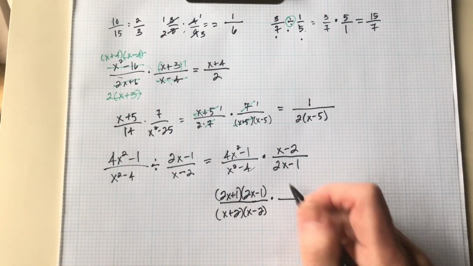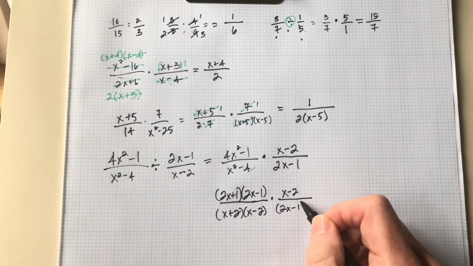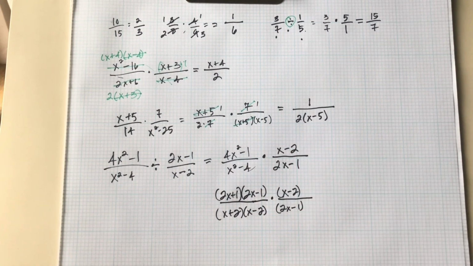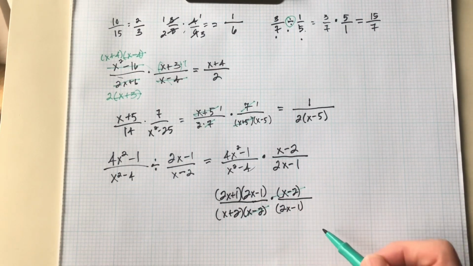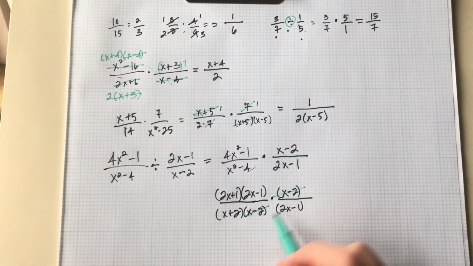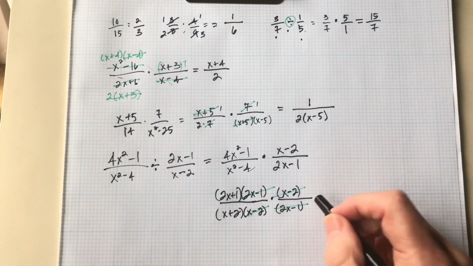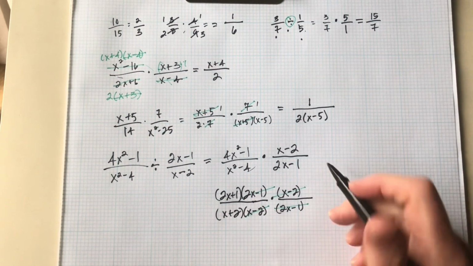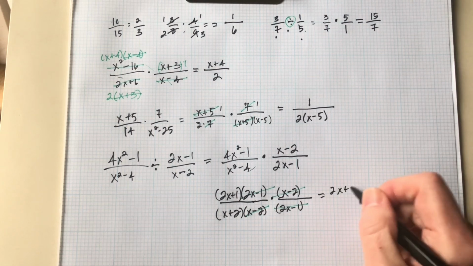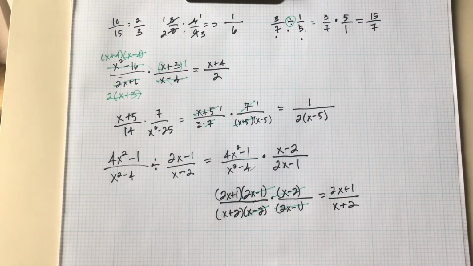Over here, I don't have anything to factor. Sometimes I like to put these in parentheses, kind of makes them look more similar to what I'm going to cancel with. So right away, I see these guys will cancel. The x minus 2 in that direction, and then 2x minus 1 I can cancel in that direction. And then my final answer, I just multiply across the tops and across the bottoms, and I get 2x plus 1 over x plus 2. And that's the final answer for that one.